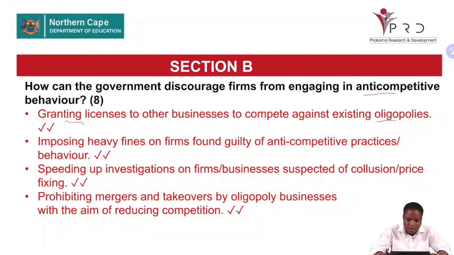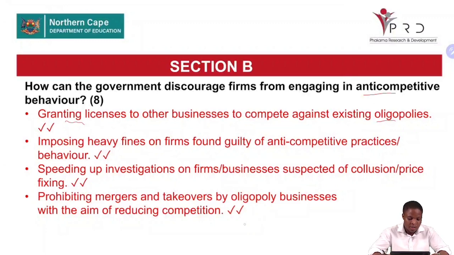Imposing heavy fines on firms found guilty of these practices. So they can fine them. Businesses that are found colluding get fines. So they can impose heavy fines on these businesses to restrict them from colluding. Speeding up investigation on businesses suspected of collusion or fixing prices. So they need to speed up so that these businesses can feel the punishment if they try to do what?